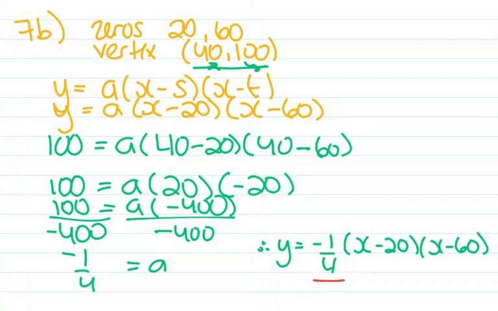I have those three pieces of information that I need to complete this equation. So the a value and the two zeros. Okay, next we're going to do 9c on the next page.